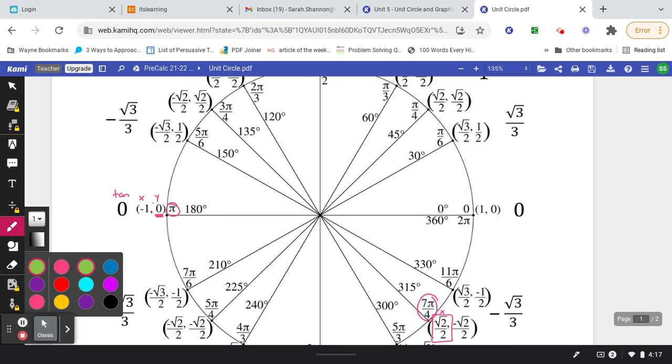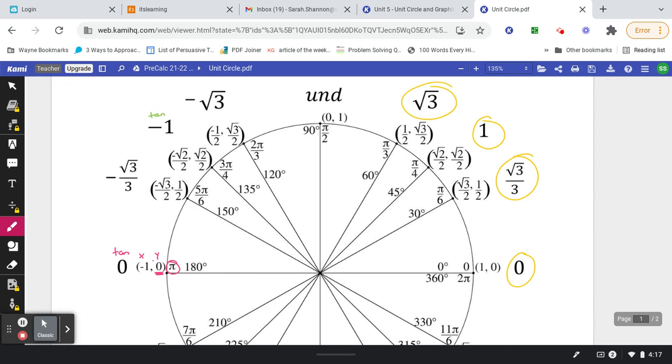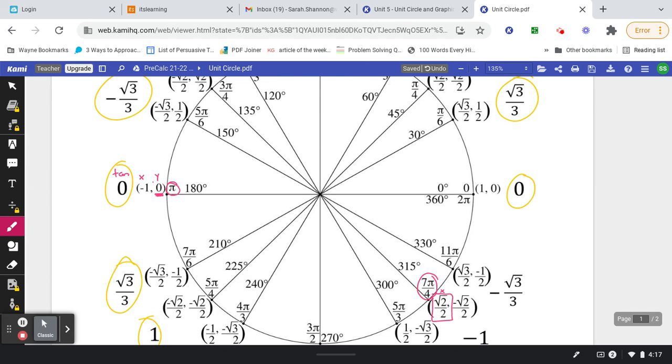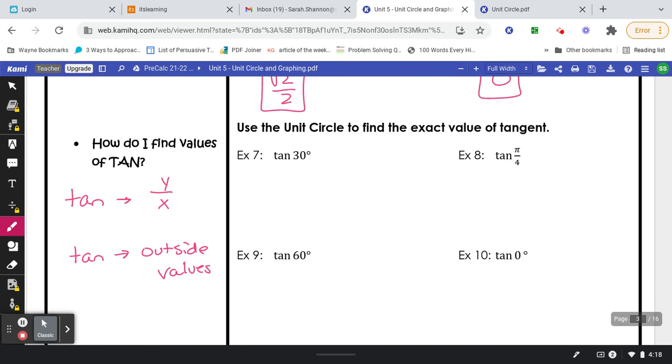These values on the outside, for example, the 0, radical 3 over 3, 1, radical 3, undefined, all of these are your tangent values. And we got those answers by taking the y value and dividing it by the x value on each one. So we're just going to do one of those to show you how those numbers actually came to be. And then the rest of the time, we're just going to use the value that's printed there because they've already done the work for us.